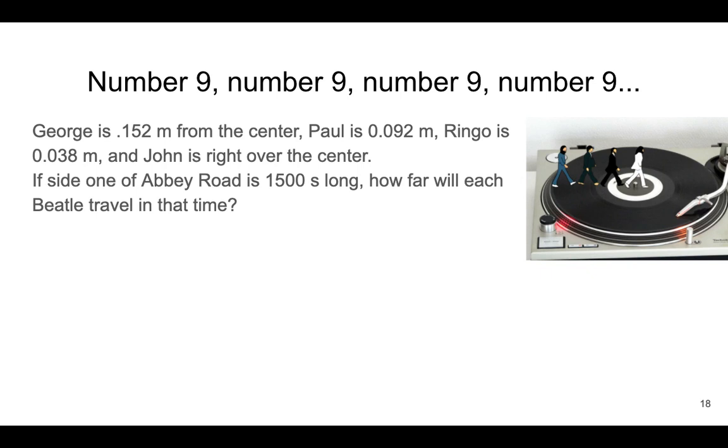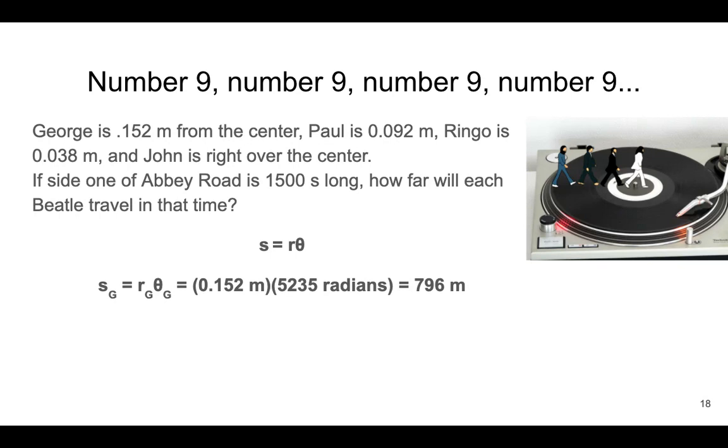So if George is that far from the center, Paul is that far, Ringo and John are that far, how far will each one of them go in 1,500 seconds? What formula is going to relate how far they go to the angle they go through and their radius? That is your arc length formula. s equals r theta. And again, for this to work, theta has to be in units of radians, which we just figured out from the previous slide. So let's solve this arc length s for each of the beetles.